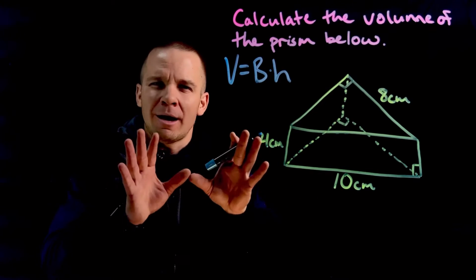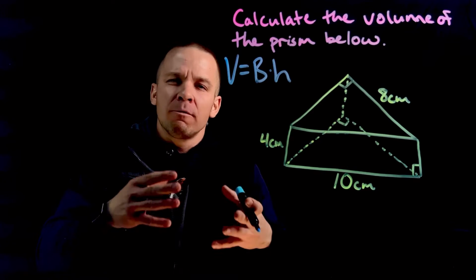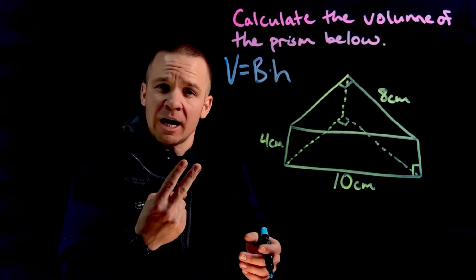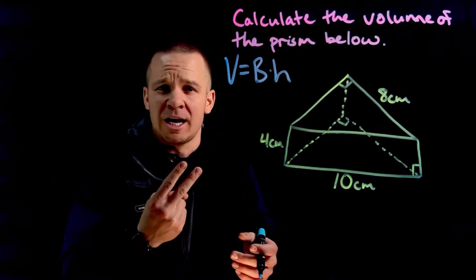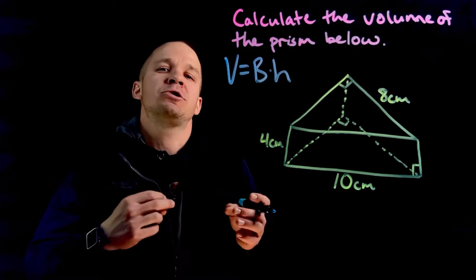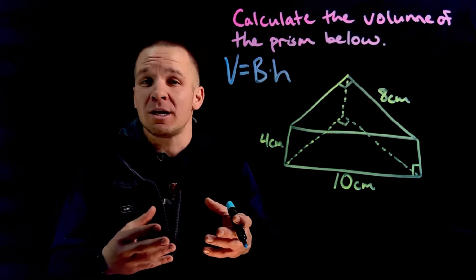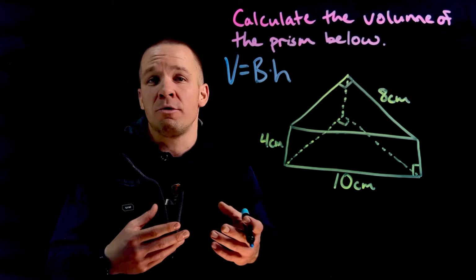So I'm going to clue you in, right? I'm gonna help you out, okay? For my bases, they have to be two of the same. If it's a prism, two of the exact same shape, they're going to be parallel to each other. It's not always going to be a rectangle. It's not always going to be a triangle. It's not always going to be a pentagon.